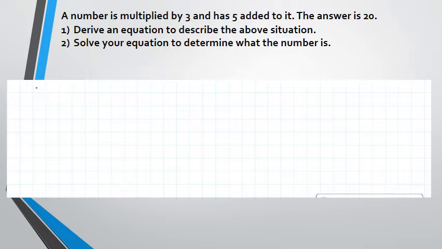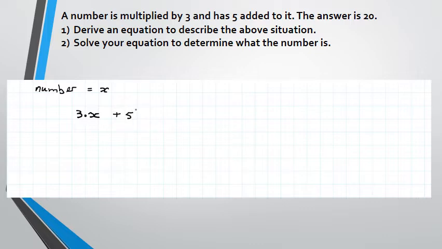So I'm going to refer to the number, and I do not know what the number is, so I'm just going to refer to the number to be x. In this case, let the number be x. Then I continue to read, a number is multiplied by 3. So the number I'm going to have is then 3 multiply the number. Has 5 added to it. Has 5 added. So I add 5 to that 3 multiply x.